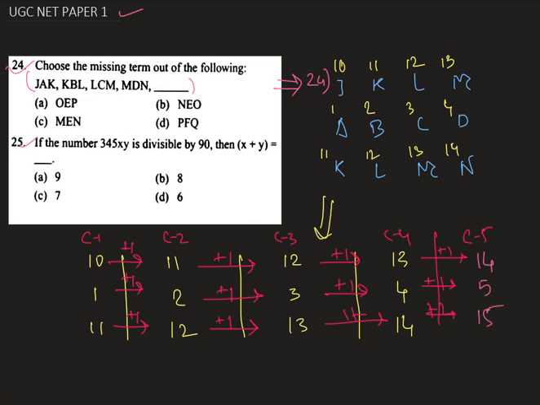Now the alphabets corresponding to these numbers are N, E and O. This will be NEO. Therefore B is the correct answer.